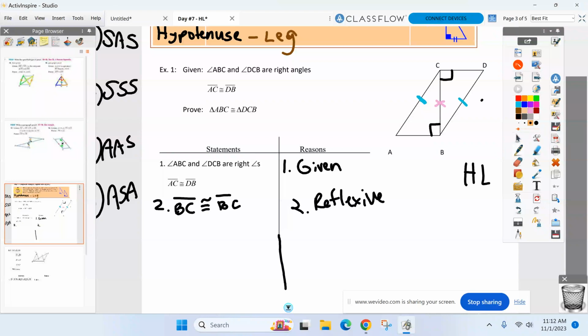HL can only happen in one case, and that is if the triangles are. I can only use HL in what type of triangles? Right triangles. So you need to tell me the right triangles. Does everyone see the note I put up on your page there? When I say you must establish, that's what I mean. You have to write down you have right triangles. So in step 3, that's what we're going to do. We're not going to say they're congruent yet. We're going to say triangle ABC and triangle DCB are right triangles.